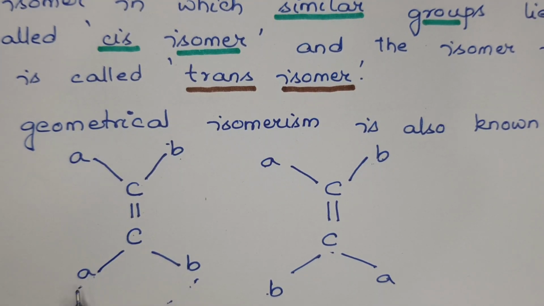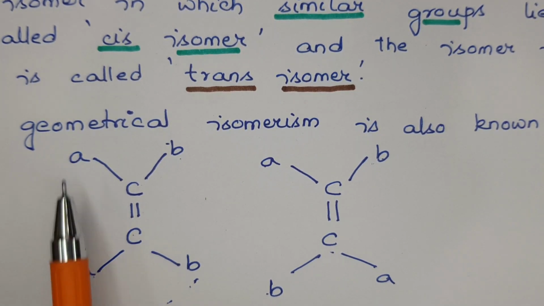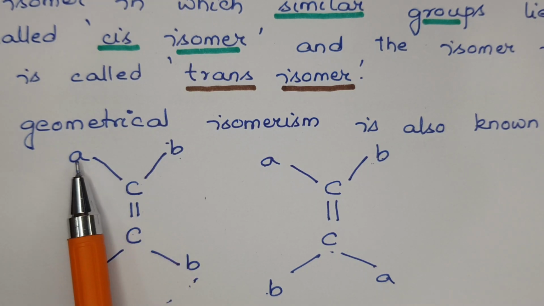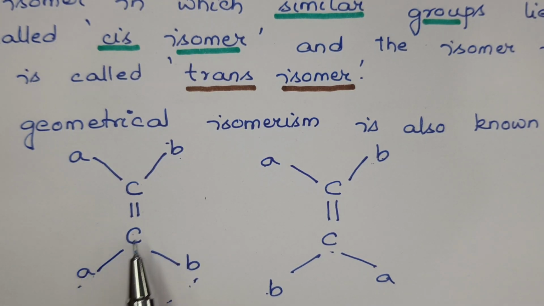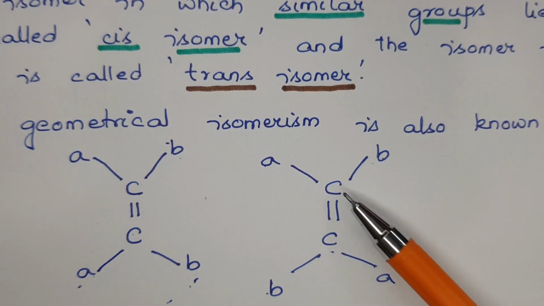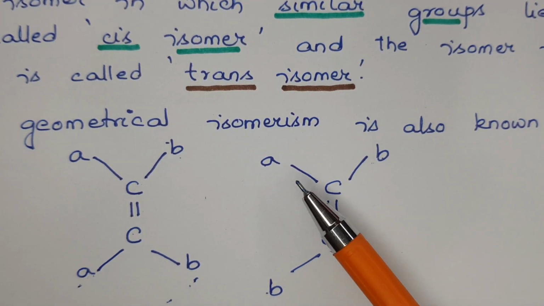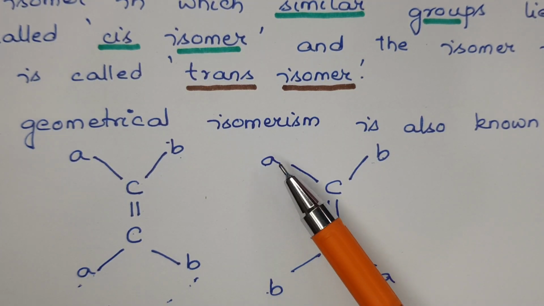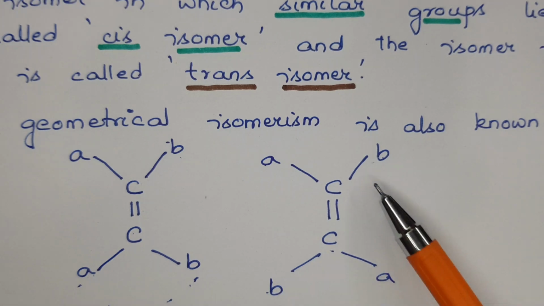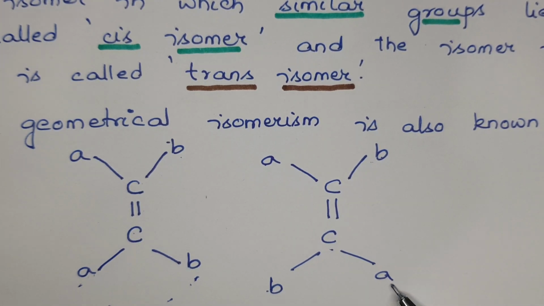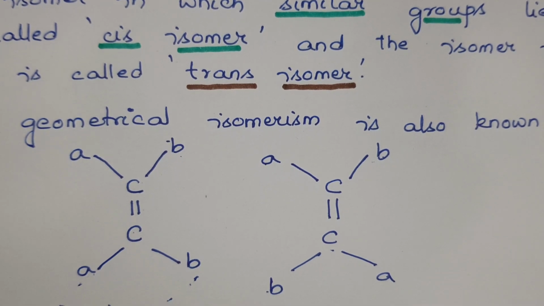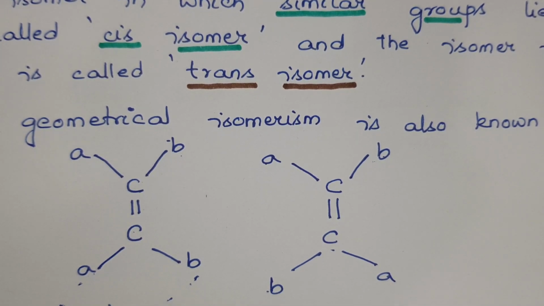So in the first compound, both the similar groups are on the same side. Here you can find A and A on the same side, B and B on the same side. Coming to the next compound, C double bond C. Here you cannot see similar groups on the same side. A is here, B is here, B is here, A is here. So this is what we call difference in the spatial arrangement of groups or atoms.